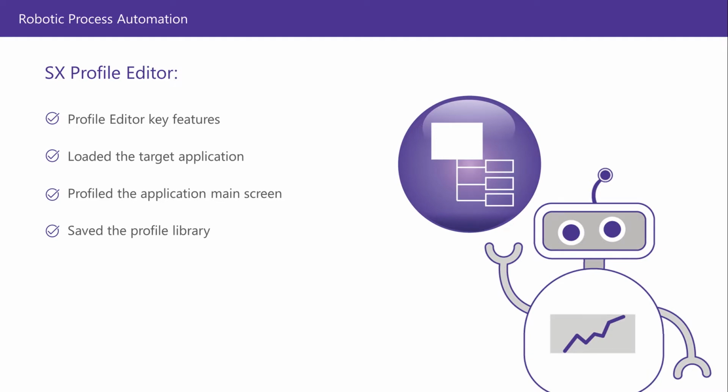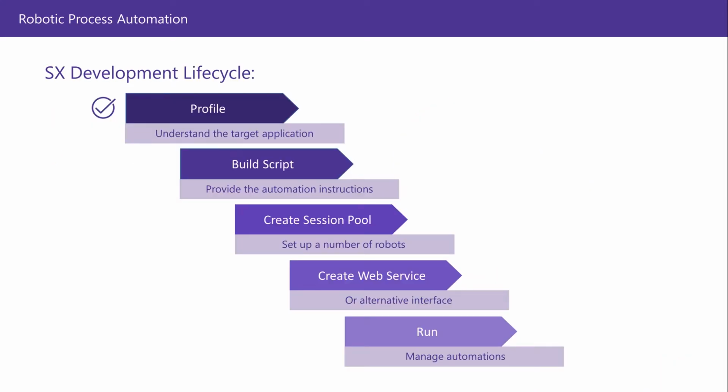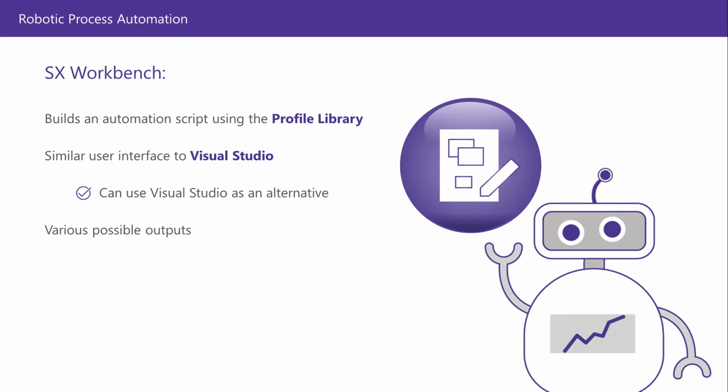With the application loaded, you could see how we profiled a single screen, adding in controls that we need for our automation. This process will be repeated for each screen in the application, and each profile is saved to the profile library. Looking back at our life cycle, the next stage is to build a script, and for this we will use the SX Workbench. The Workbench uses drag and drop technology to build scripts, though some coding skills will be required in a language such as Visual Basic.